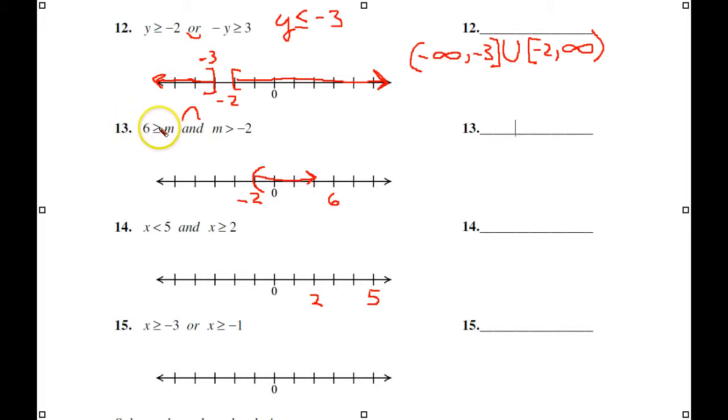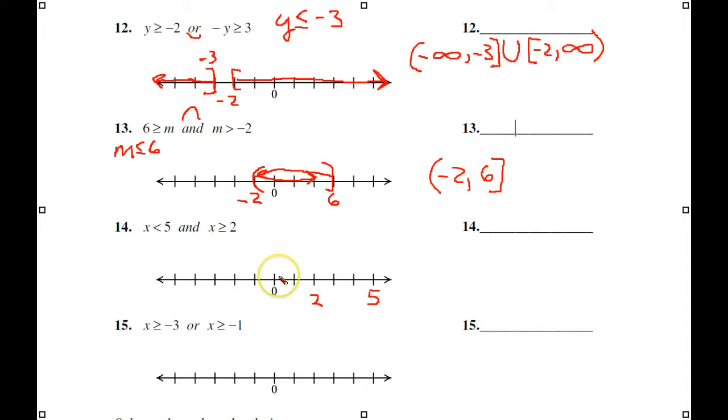Now it says m is less than, reading it this way. Now you could rewrite that if it's more comfortable for you. m is less than or equal to 6. So here we're going to make a bracket at 6, and the line goes this way. Now, since it's an intersection, it's only that part where they overlap. Now, theoretically, this would go on this way, and this would go on that way, but we are only interested in the part of intersection. So when we write this, we're going to say it's coming from negative 2, and negative 2 is not in the set. That's what the parenthesis means, and it goes up to 6, which is a bracket, and that is in the set.